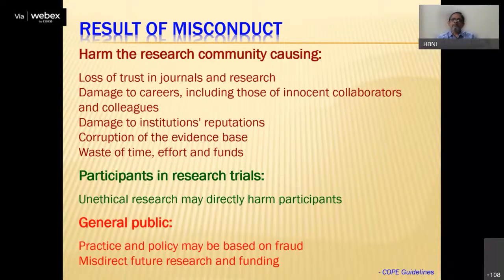Then it can also result in misdirecting future research, because many people take the scientific findings and papers as starting points for further research. And of course, it will also affect the funding.